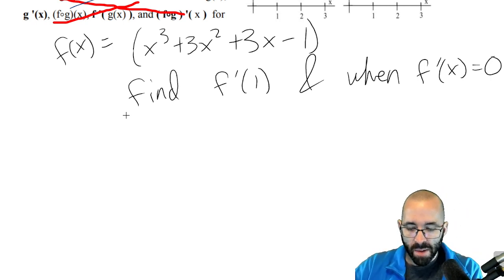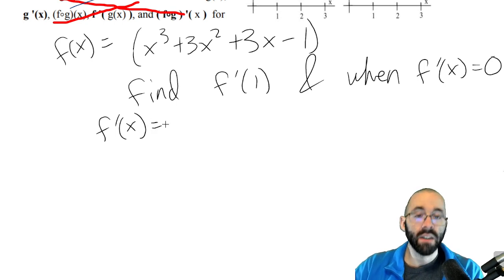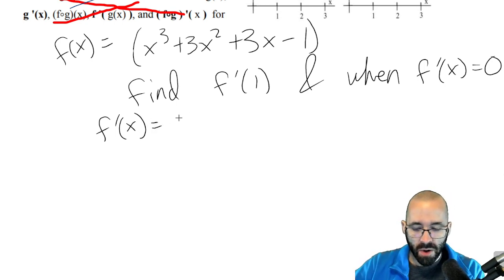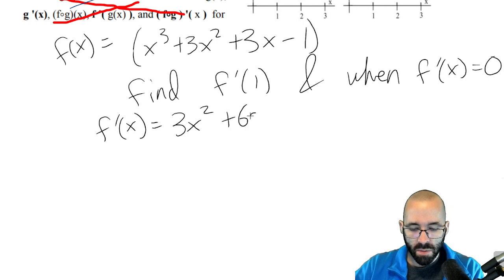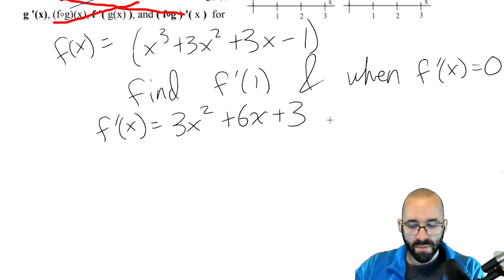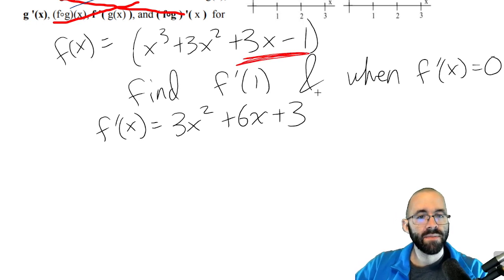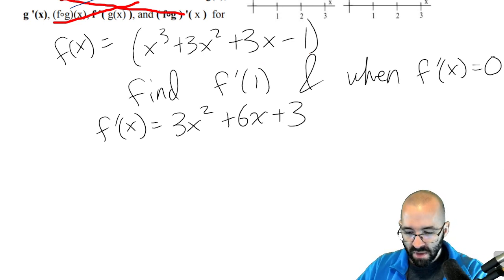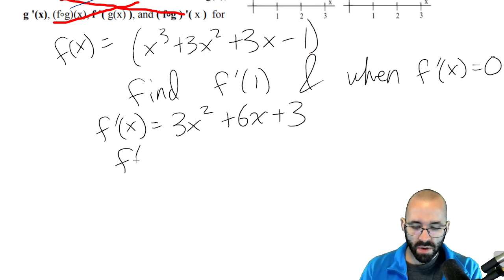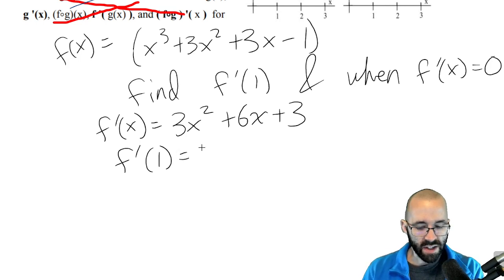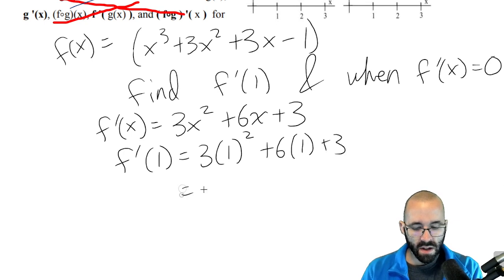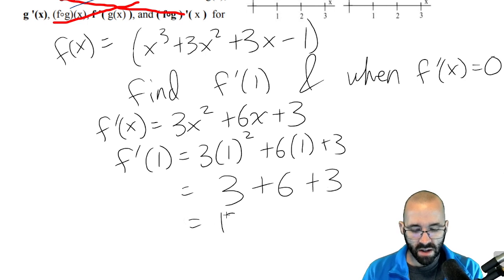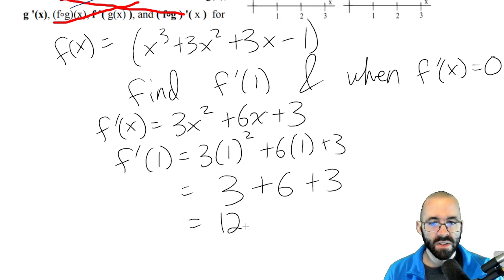To find f prime of 1, first we have to find the derivative anywhere, and then we'll plug in 1. We use the power rule for that: 3x squared plus 6x plus 3. Remember, the derivative of a line is just its slope. So the derivative of this red piece is just 3. That's our slope function. So what is f prime of 1? That's just plugging 1 into our slope function. Which, when we get it all out, becomes a 3 plus a 6 plus a 3. And we get that the slope here is 12.